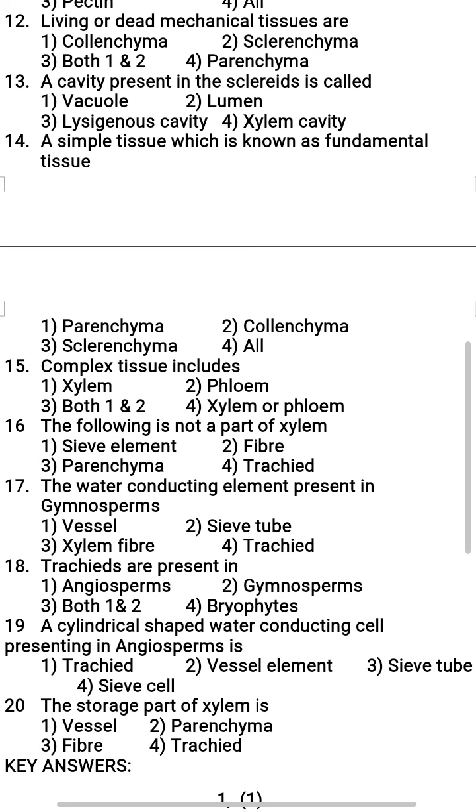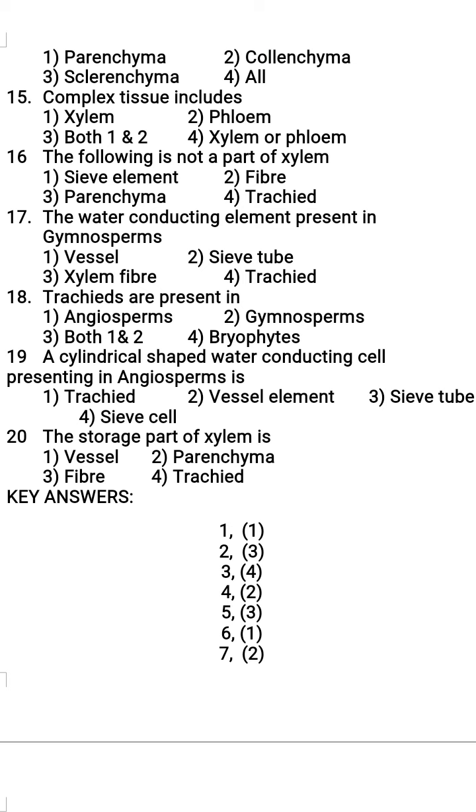Option 1 xylem, option 2 phloem, option 3 1 and 2, option 4 xylem or phloem. So the complex tissue includes. Let's see a detailed explanation regarding this question. Can you guess the answer? The correct answer is option 3, both 1 and 2.